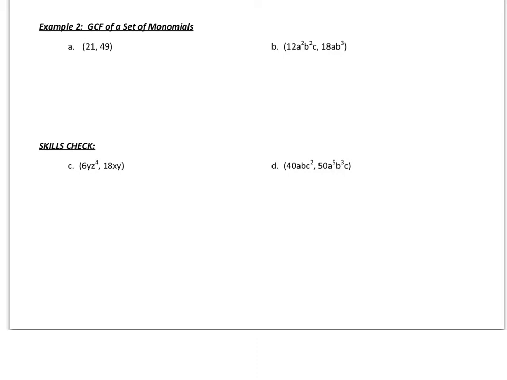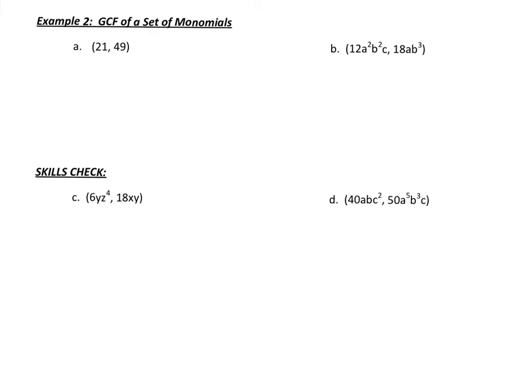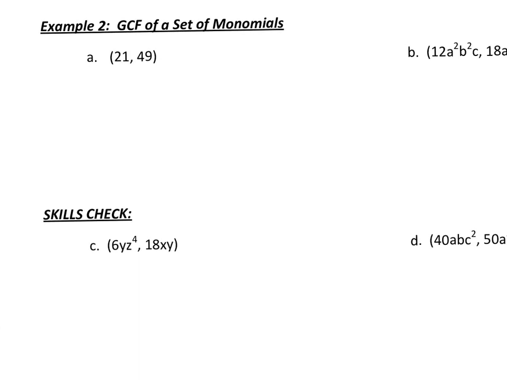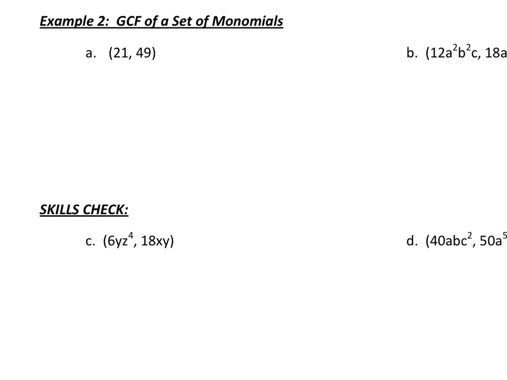Lesson 7.1 Video 2. Greatest common factors of a set of monomials. Greatest common factors, which means we're looking for the largest number that can go into both numbers.